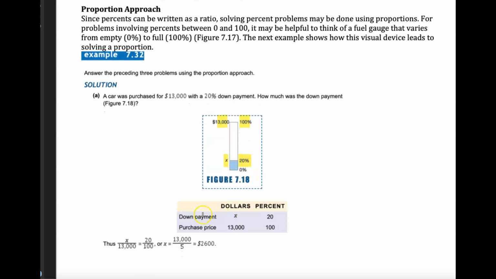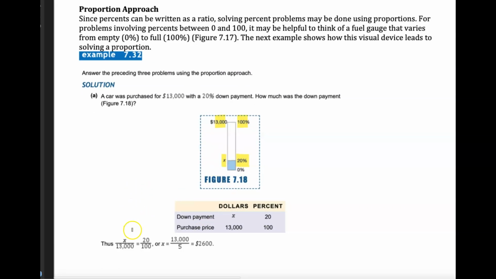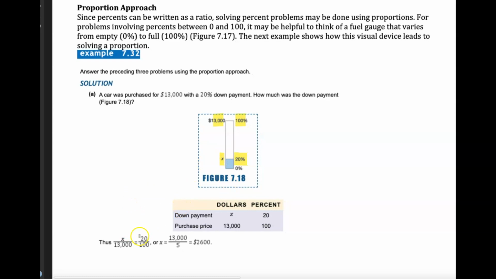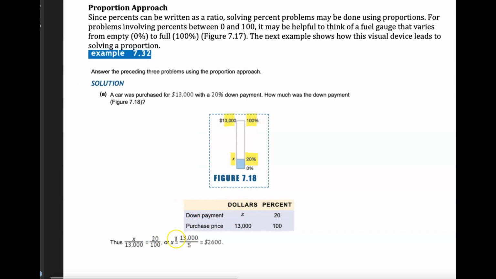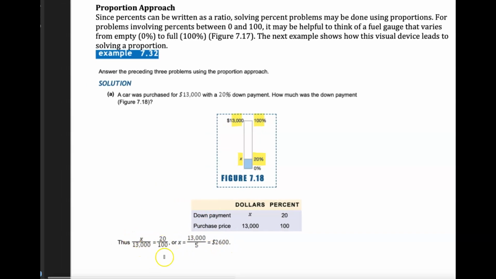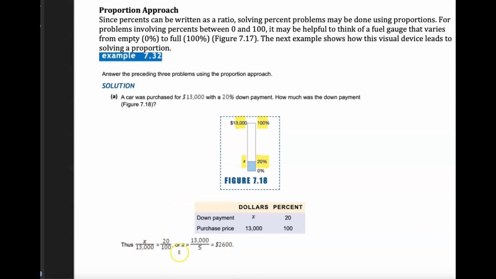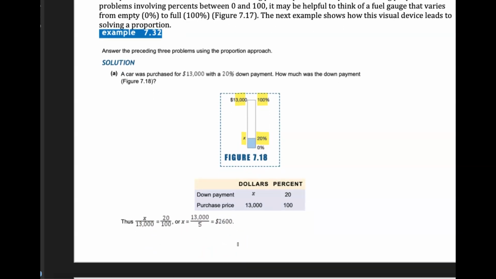Then what you're looking for, you write a proportion: x over 13,000 is the same as 20 over 100. Then you cross multiply as we've done before, and you end up getting an answer of 2,600 also. So that's another way of thinking about that problem.